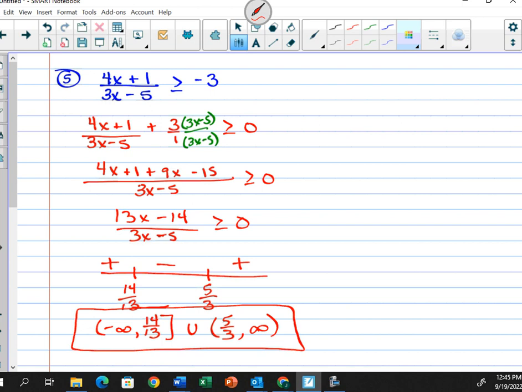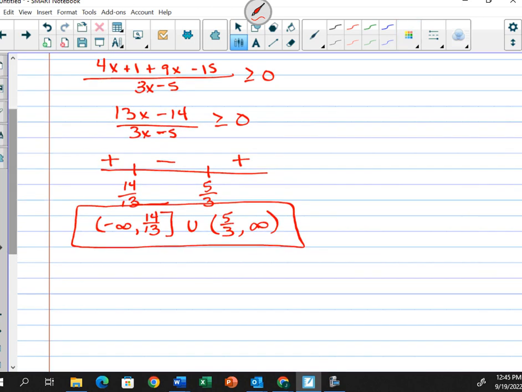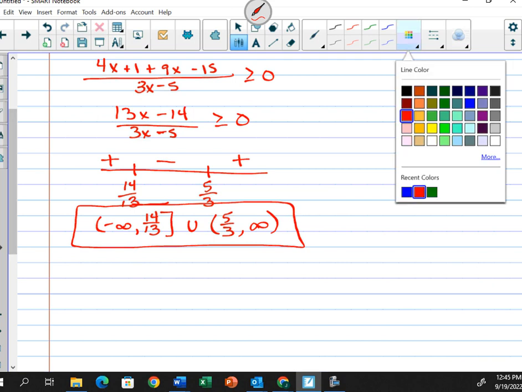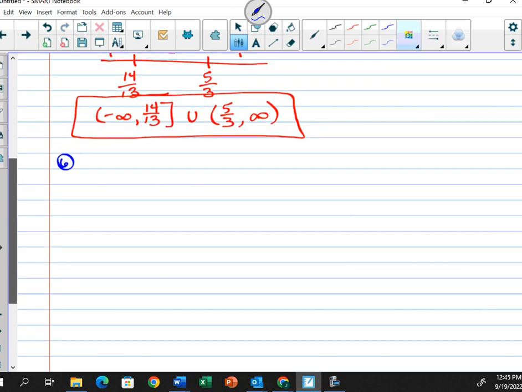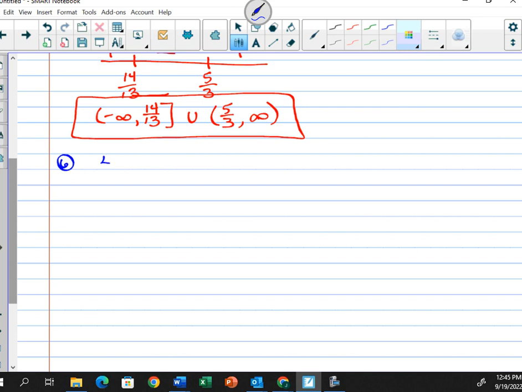All right, questions on that one? Are we getting better with our common denominators? Okay, we'll do another one. This is actually the last one in our notes, and then we're going to do some whiteboard practice. All right, 4 over x minus 2 is greater than or equal to negative 3 over x plus 1.